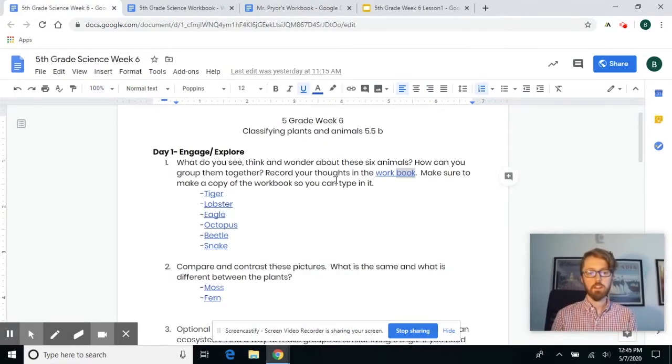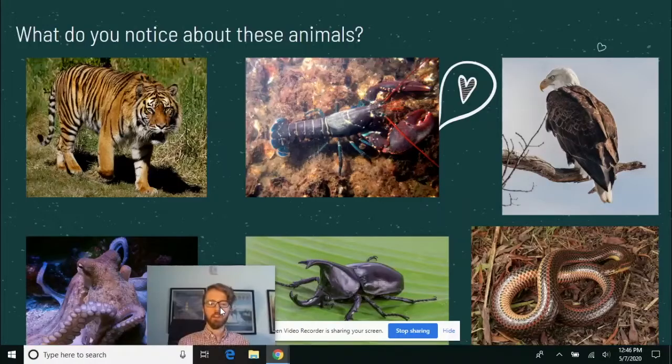So we're going to look at 6 animals: a tiger, a lobster, an eagle, an octopus, a beetle, and a snake. Here are all 6 pictures together. What do you see in these pictures? What do you think about? What are you wondering about?